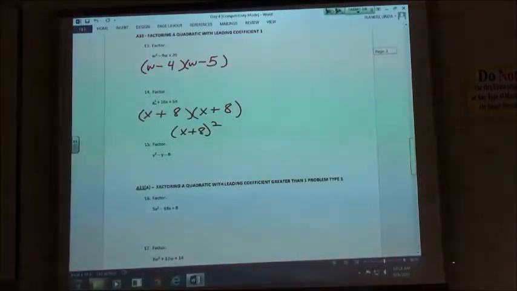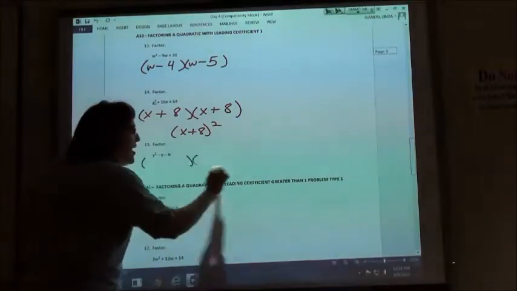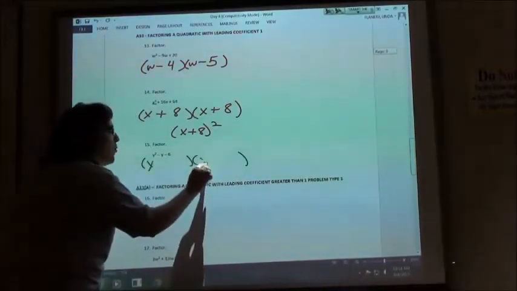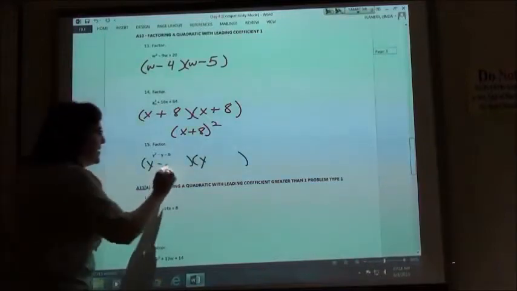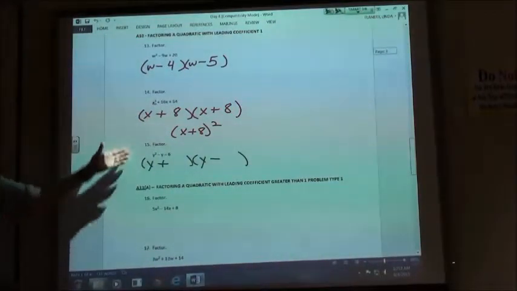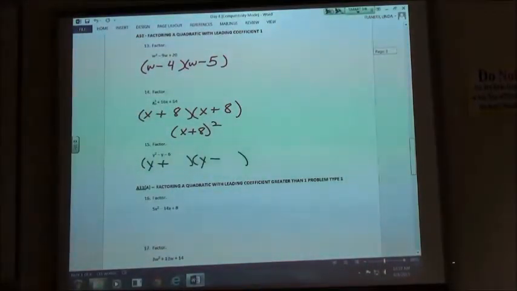15, same kind of thing, but this time my n sign is negative. So if I'm going to factor that, I'm going to say y and y. If the n sign is a negative instead of a positive, it means I had to have one negative and one positive. Positive times a negative is a negative. It doesn't matter which order you put them in if your leading coefficient is 1.